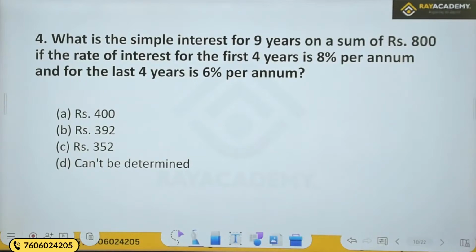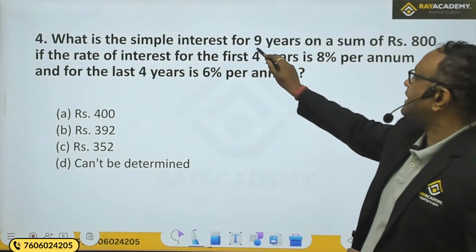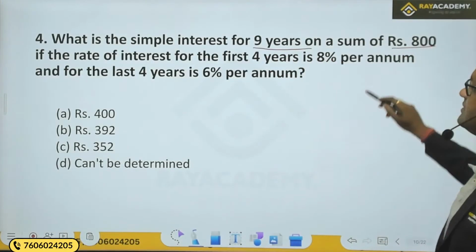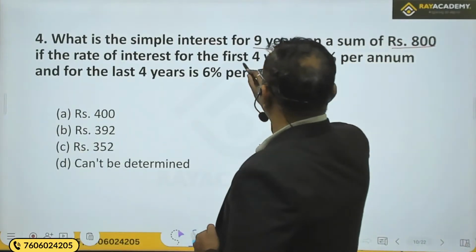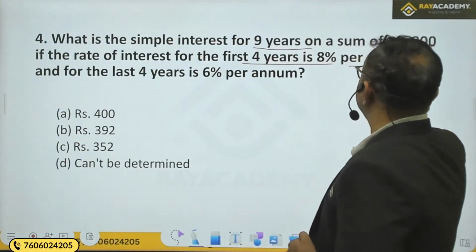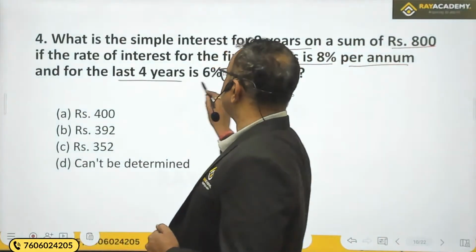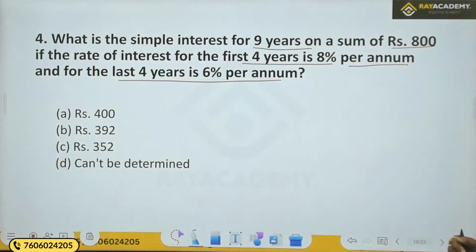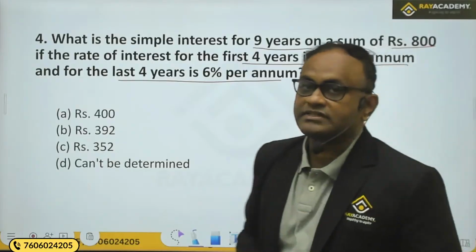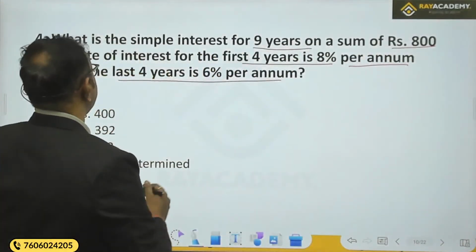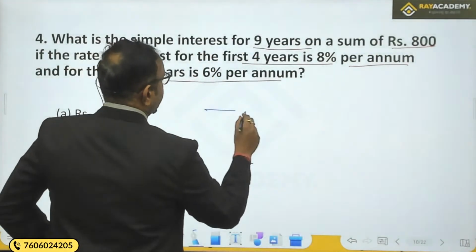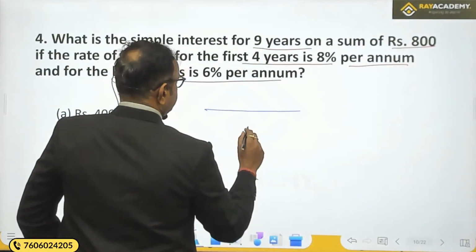Question 4. What is the simple interest for 9 years on a sum of 800 rupees if the rate of interest for the first 4 years is 8% per annum and for the last 4 years is 6% per annum? Okay, different data is given. Let us first draw the line for which year what is the interest. The total investment period is 9 years.